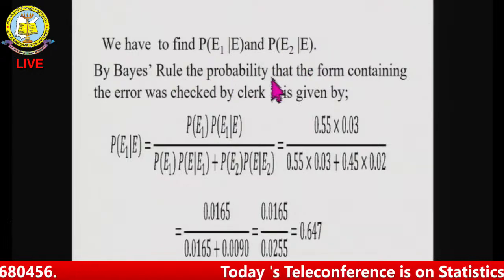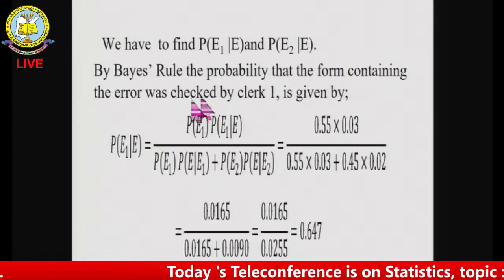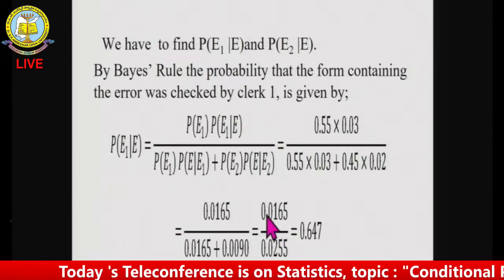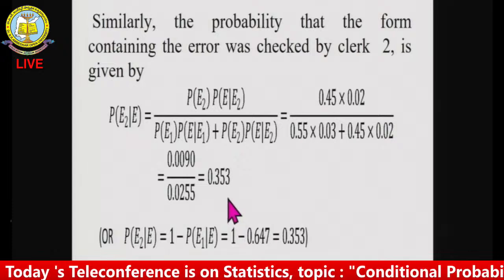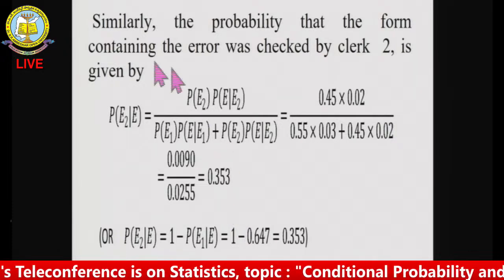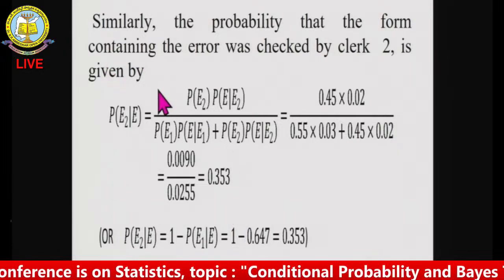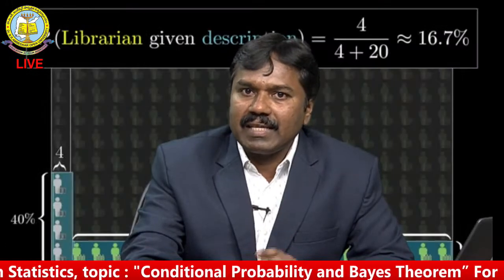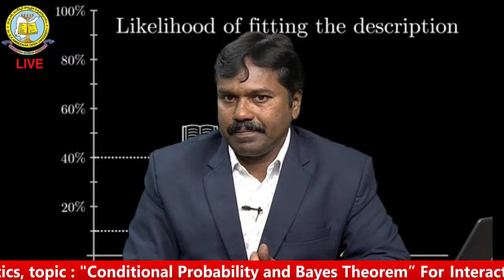By Bayes theorem, the probability that the form containing the error was checked by clerk 1 is 0.647, and by clerk 2 is 0.352. Or else we can find the first one, and then we can easily find the second one, because total probability is always 1. This is the example for the Bayes theorem.